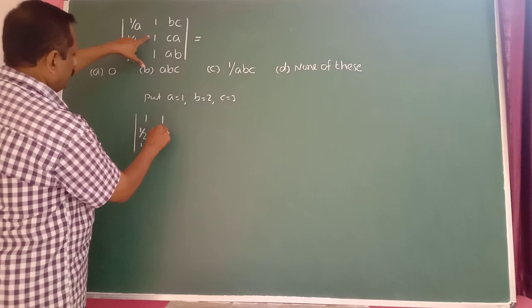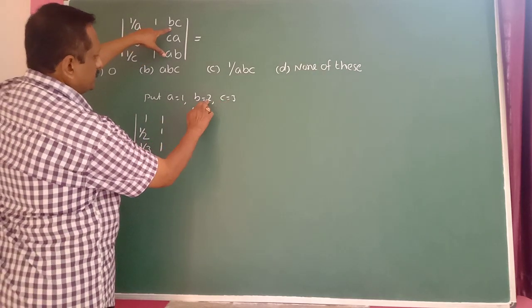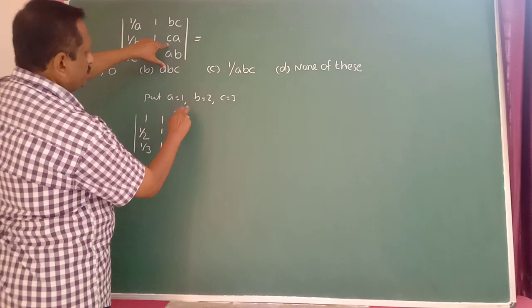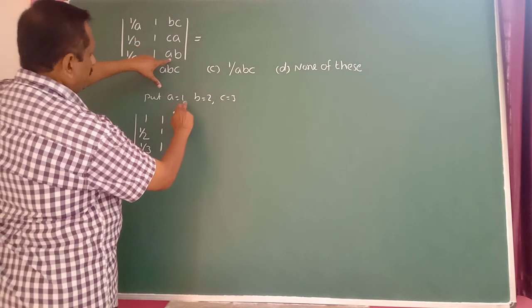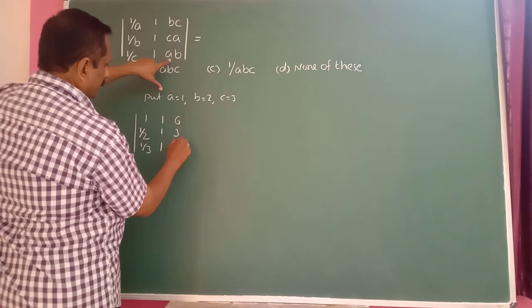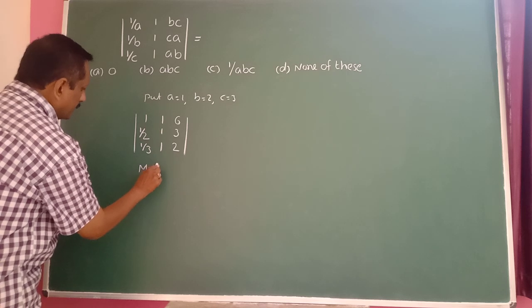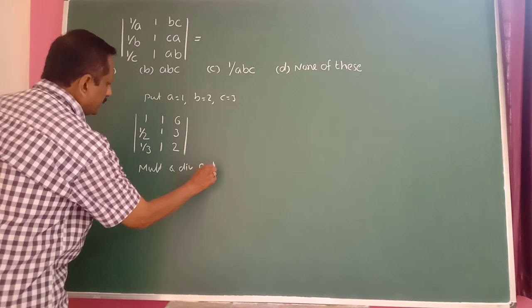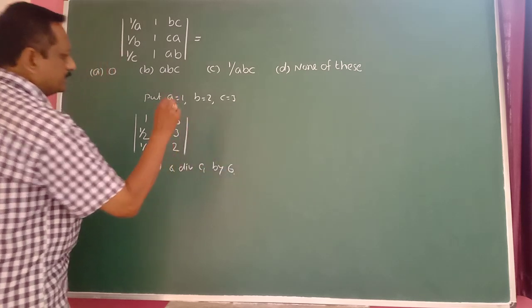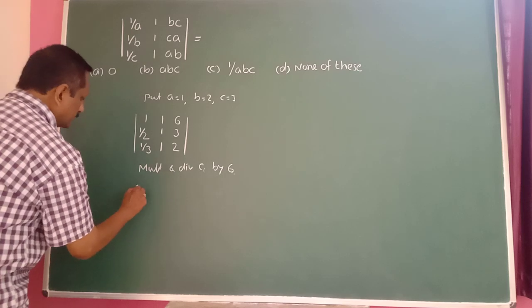Then here 1, 1 and 1 here. Then b into c, 2 3s are 6 here. C into a, 3 1s are 3. And a into b, 2 1s are 2 here. Here multiplying and dividing C1 by 6. If you multiply by 6 here, then you divide by 6 outside here.